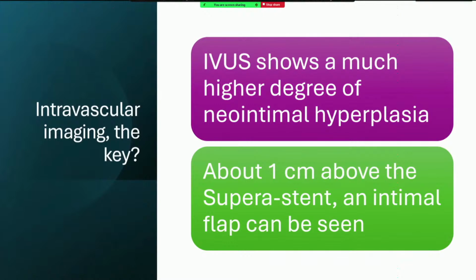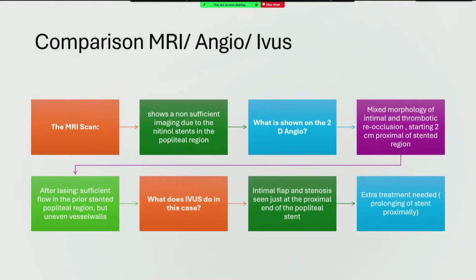Next slide, please. So what can IVUS do for us? IVUS shows a much higher degree of neointimal hyperplasia, and about 1 centimeter above the superior stent, an intimal flap could be seen. And that was the main reason for the reocclusion in this case. Next slide, please.